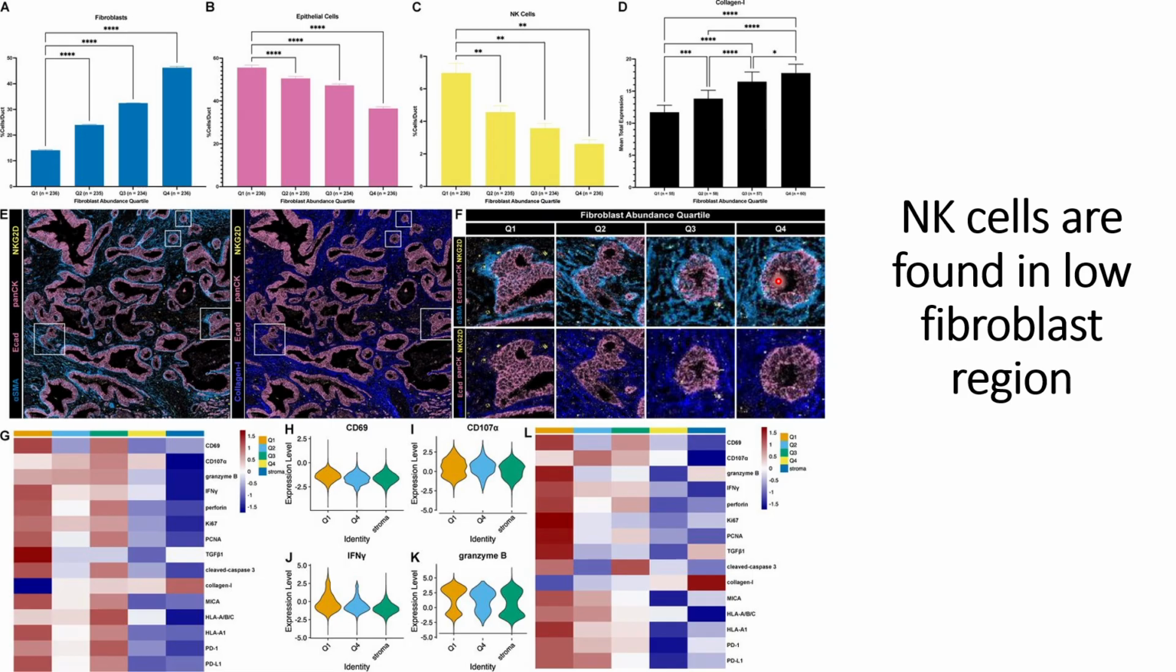This fibroblast abundance quartile trend is true also for the other immune cells, where we can see that with an increase in collagens, the immune infiltration goes down, as the fibroblast acts as a physical barrier to prevent the immune cells from attacking the cancer cells, or acts as an immune evasion barrier.